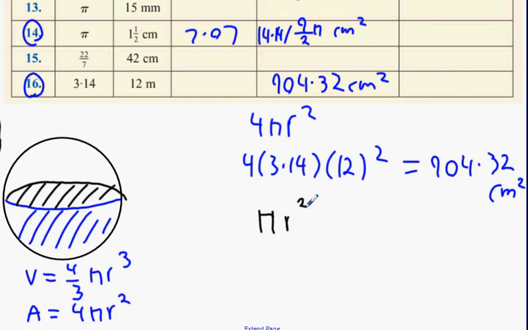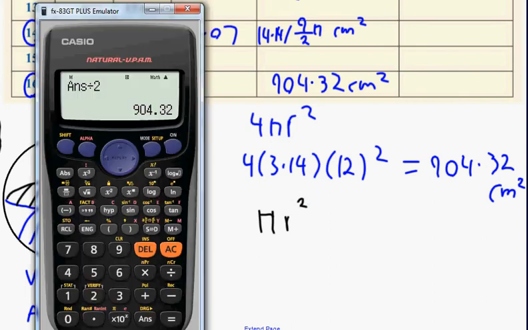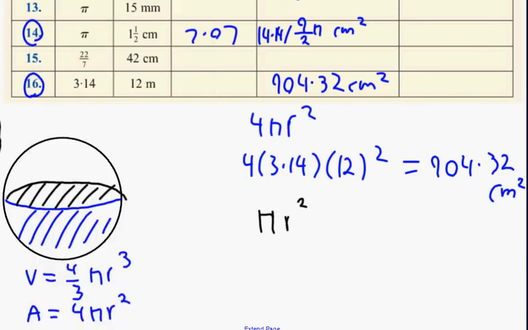Did I halve that time? Okay, so it actually wasn't equal to that. It was equal to 1808.64. That's before I halved it, and that's after I halve it. Now it'll be technically 1/4 of that, won't it? Pi r squared is 1/4 of 4 pi r squared, so you could do it that way as well.